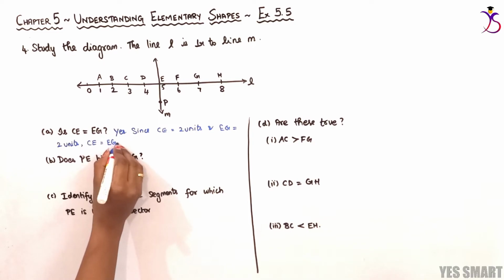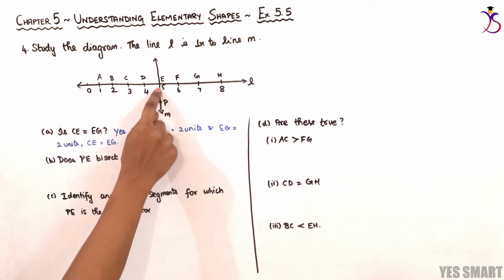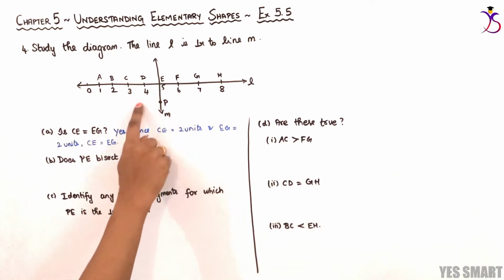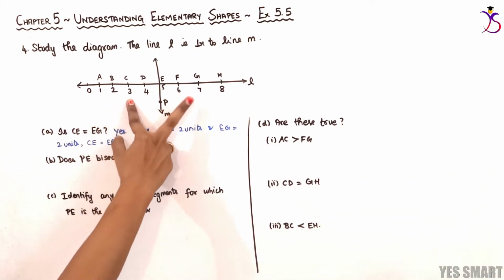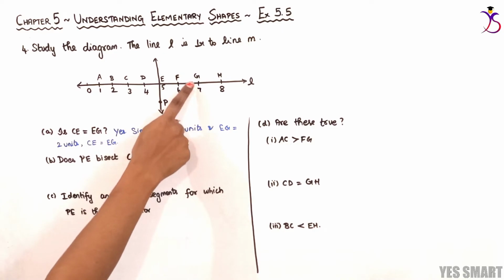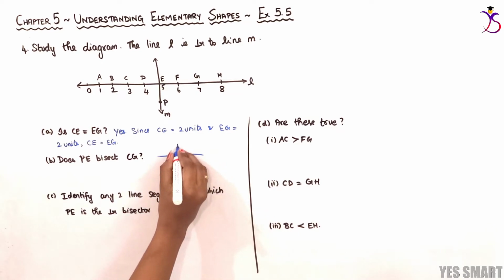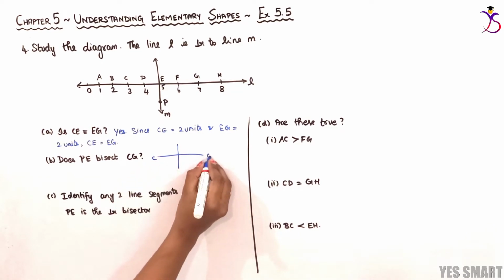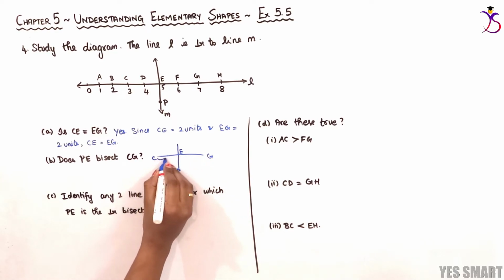Now the B subdivision, does PE bisect CEG? They are asking whether this PE bisects the line segment CG. Bisects means it should divide the line into two equal halves. So this PE splits the CG as CE and EG. Now let's examine, CE equals 2 units and EG is also 2 units. Let's draw this separately. So we have line segments like this. So now this CE is 2 units, EG is also 2 units.